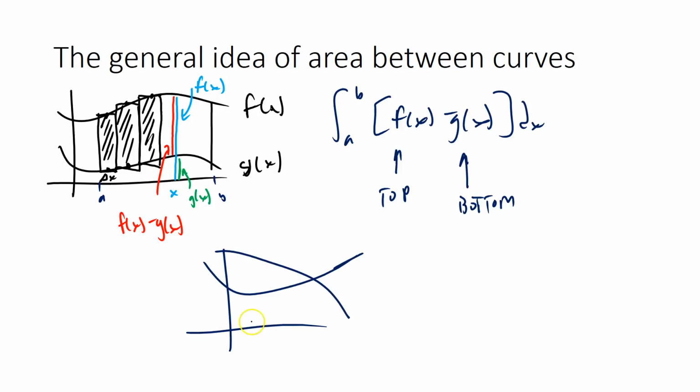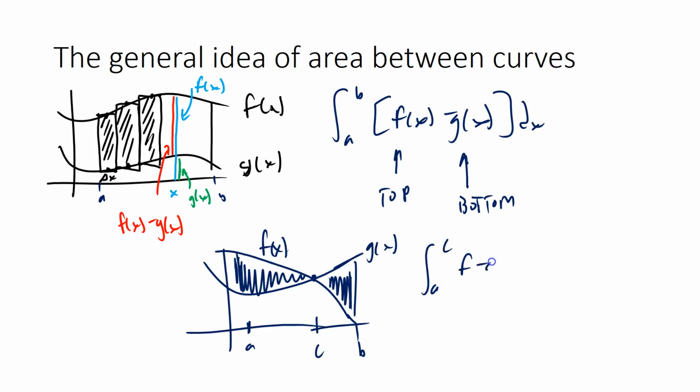Something like this. Okay, let's say you want to find the area from here to here between the two curves. Okay, so you're going to find this area. Well, if you're doing top minus bottom, let's say this is f of x and this is g of x, what you would have to do is find the intersection point here. Let's call it C. So what you do is you integrate from A to C, f minus g dx, and then you would add to that the integral from C to B of g of x minus f of x dx. Okay, so not too bad.